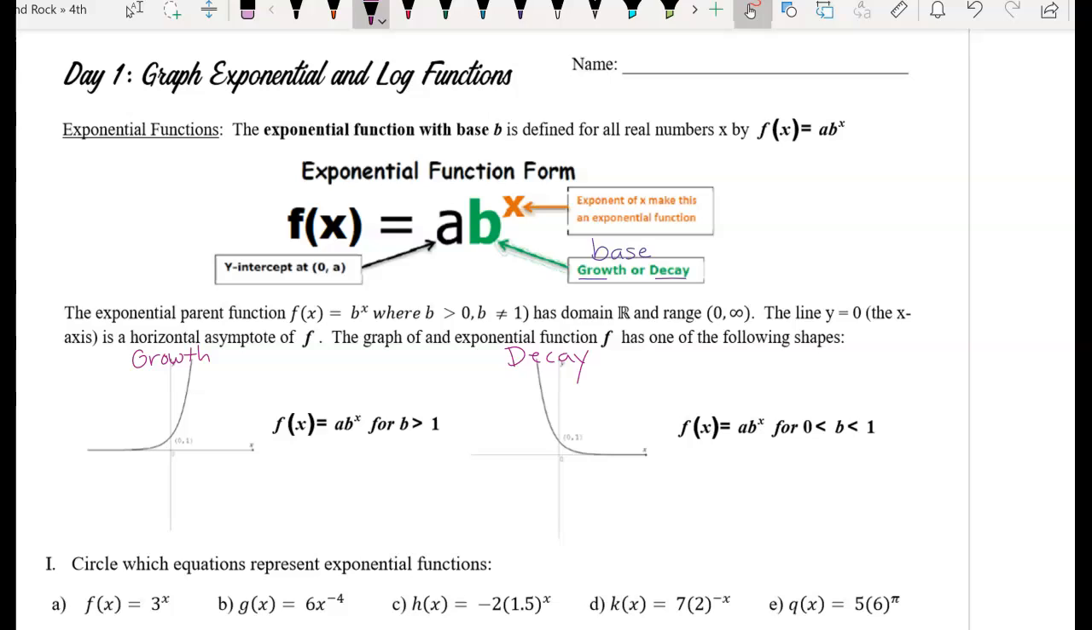If we have a growth function, our b value is bigger than 1. But if we have a decay, our b is between 0 and 1, meaning it's a fraction less than 1. So like 1/2, 1/4, 1/3, 2/3. These are all bases that would give us a decay. Also in this function, we have what is called our a value in front of the exponential. This determines our y-intercept. This number will tell us where we're intercepting the y-axis.